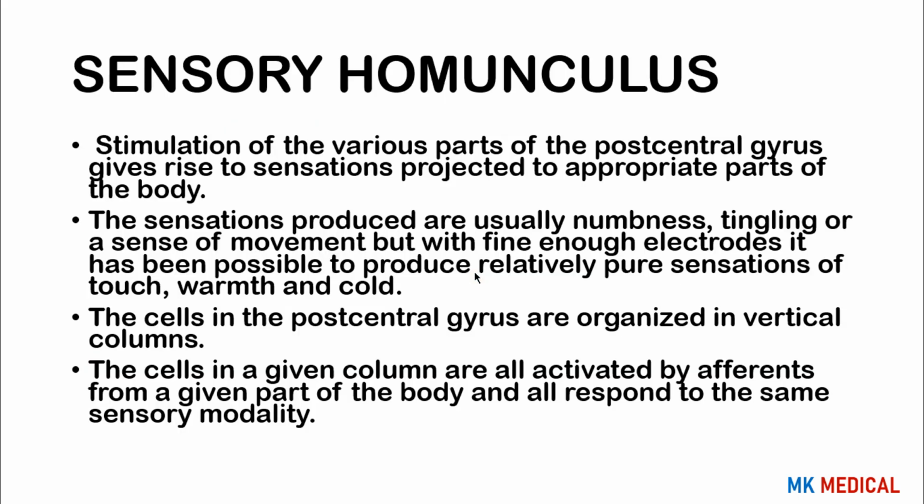So remember that stimulation of various parts of this sensory homunculus is going to give rise to appropriate sensations in these body parts. Like, for example, if you stimulate the part of the hand, then you may get some numbness in the hand, you may get some tingling sensation, sometimes even a sense of movement. And this is actually done in chimpanzees. And then with fine enough electrodes, you can actually produce relatively pure sensations such as touch, warmth, even cold, by stimulating these different areas.